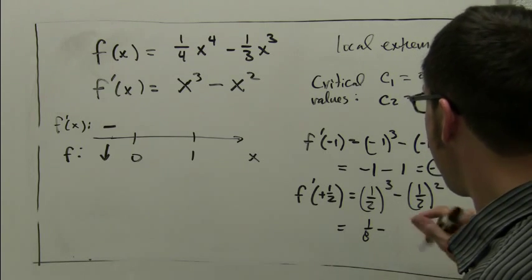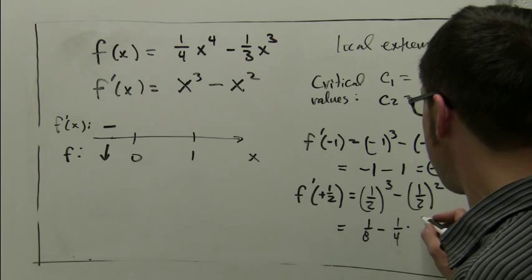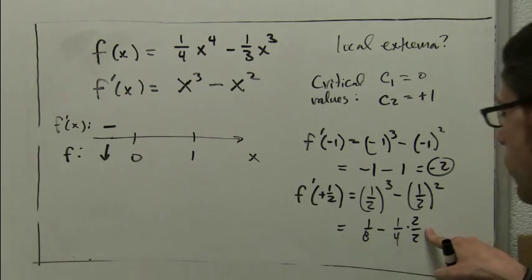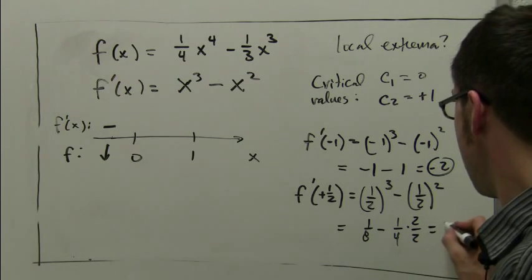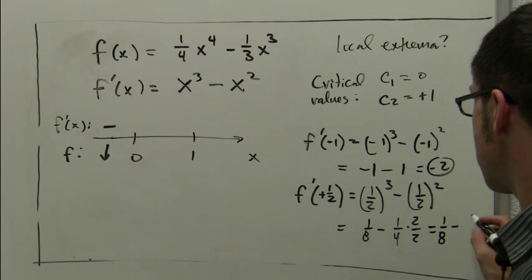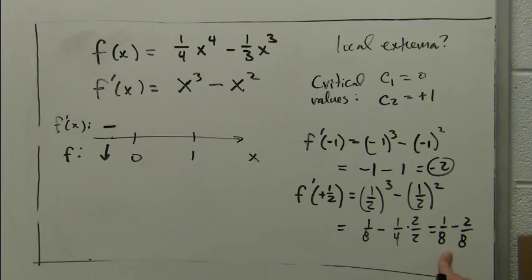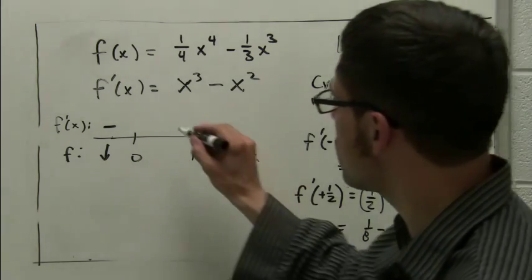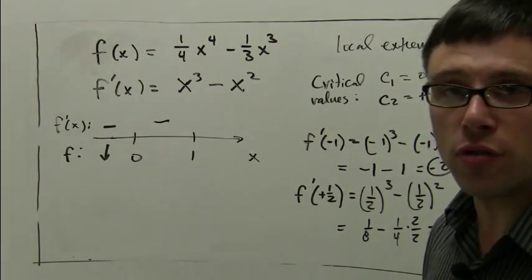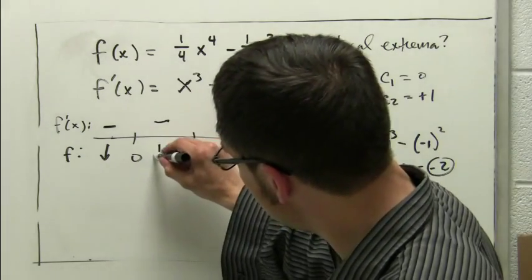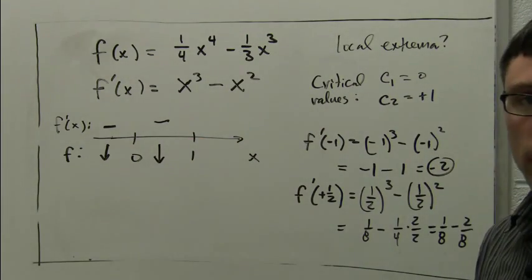Okay, the way I found that out was, since this is 1/4, if I multiply top and bottom by 2, that's equivalent to multiplying it by 1, I get 1/8 minus 2 over 8. That's definitely negative, right? That gives me a minus 1/8. All I care about is the sign, so that's negative. Whoops, something strange is happening here. The function is still decreasing after that critical value.